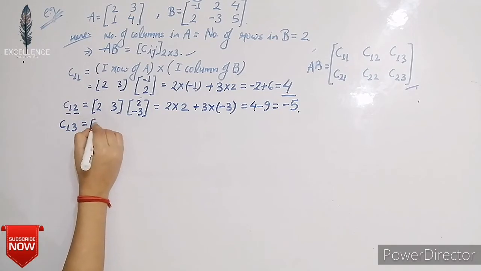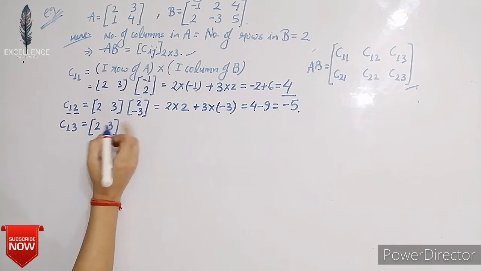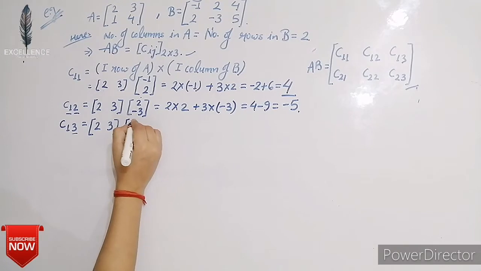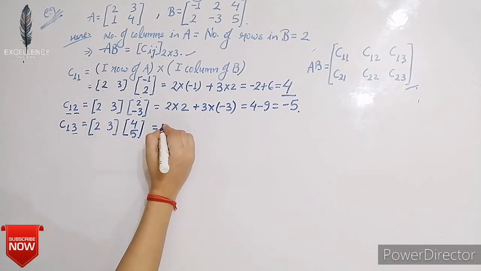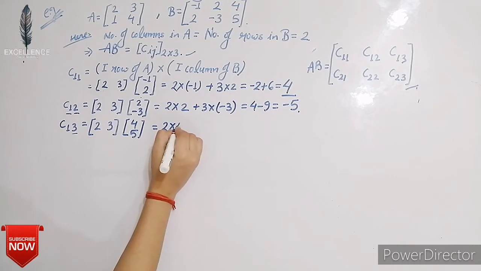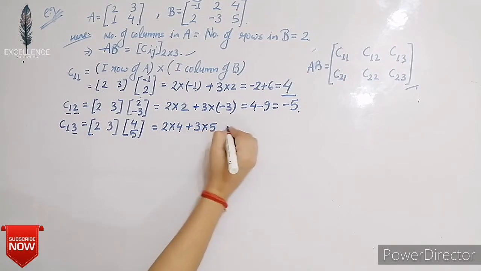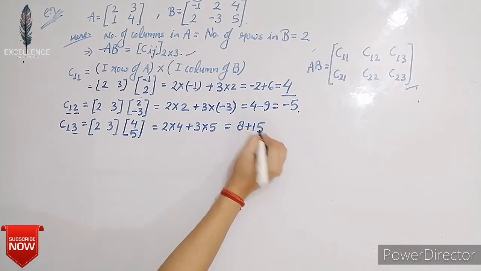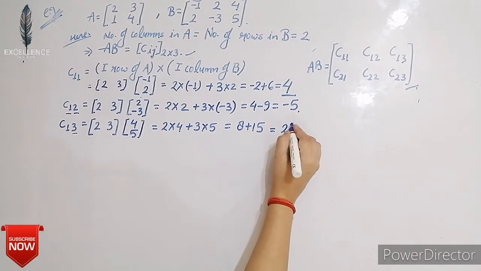Next is C13. First row of A is 2, 3 and the third column of B is 4, 5. On multiplying we have 2 into 4 plus 3 into 5, that is equal to 8 plus 15, which is equal to 23.